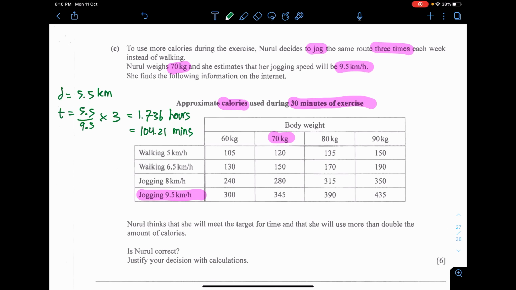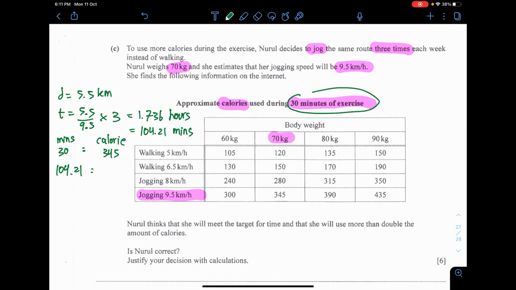the thing here is that this table here is for every 30 minutes of exercise, and she exercised for 104 minutes. Every 30 minutes actually going to use this amount of calories. So if I use a ratio here, 30 minutes calorie burn is 345, and then I need to see 104.21 minutes. So what is the number?